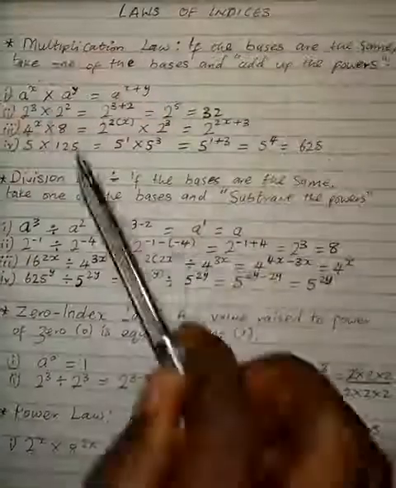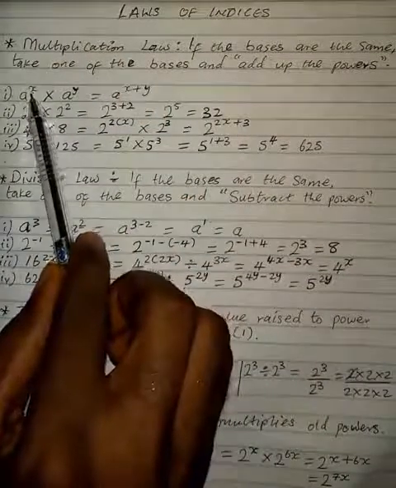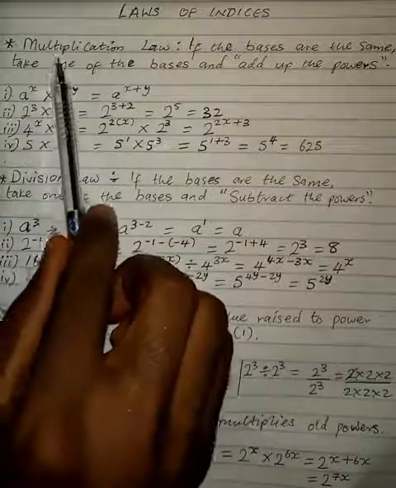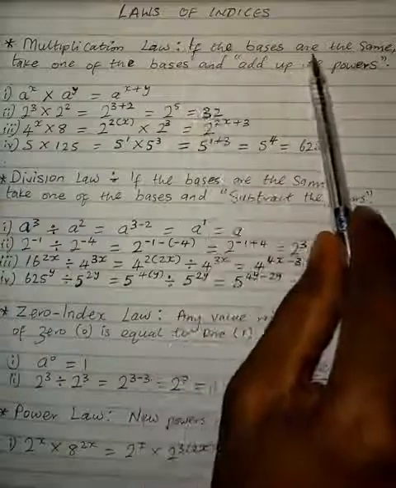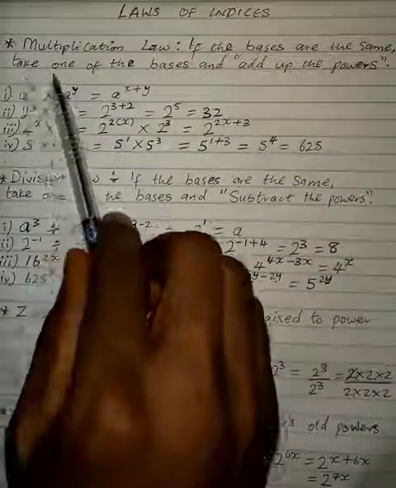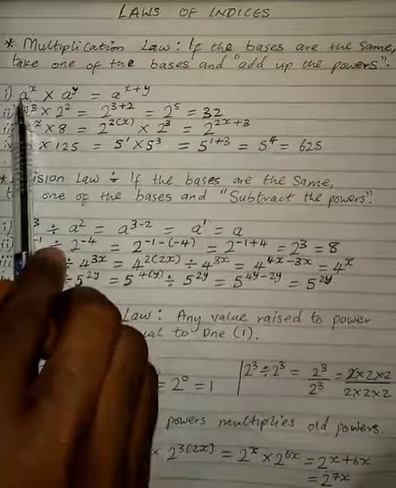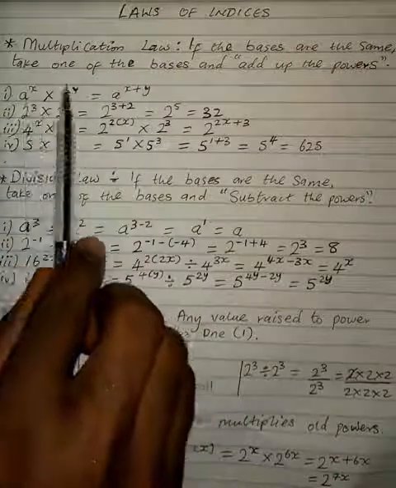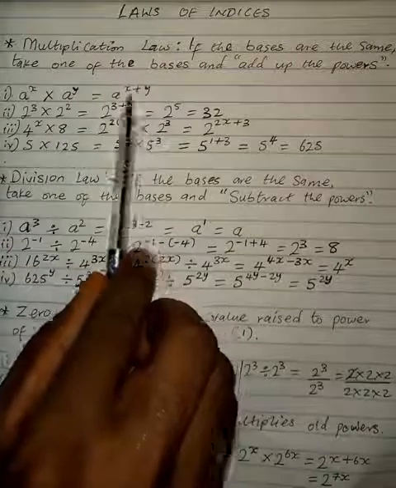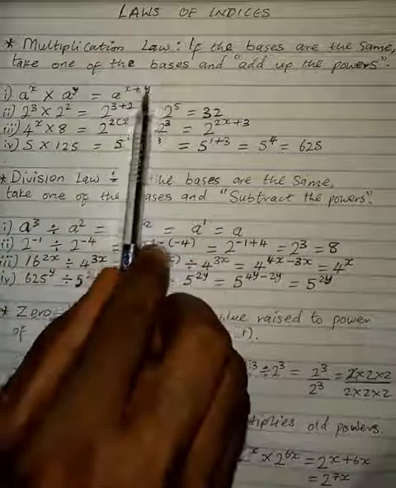Now when you talk about index, it means the power of a base value. Considering the multiplication law, it says that if the bases are the same, take one of the bases and add up the powers. Look at the first example, a to the power m times a to the power n: the bases are the same, so we take one of the bases and add up the powers. Because of multiplication, we add up powers.